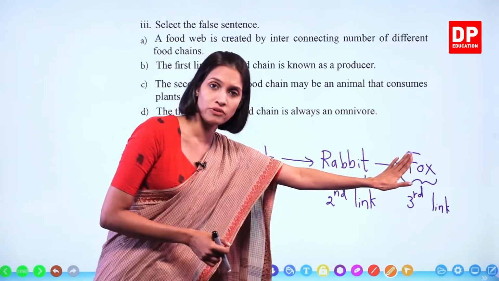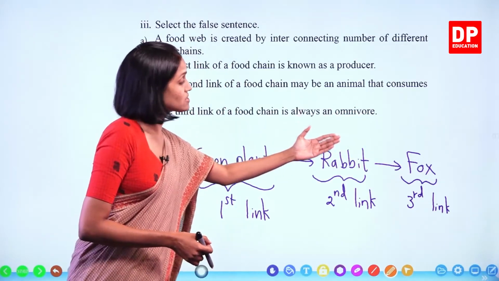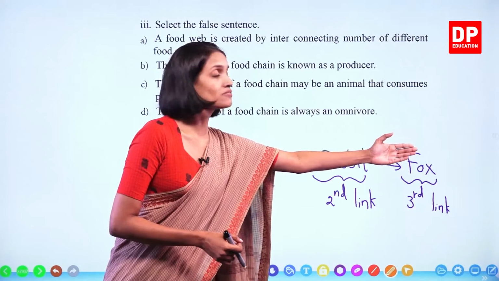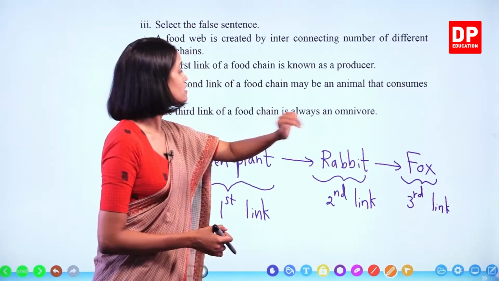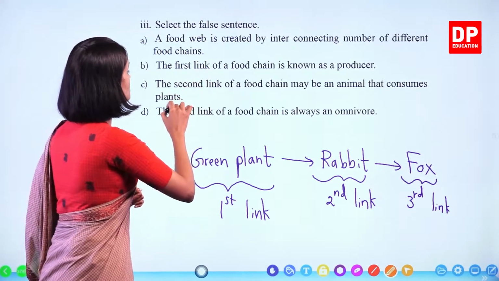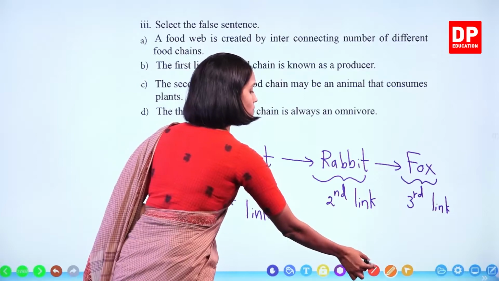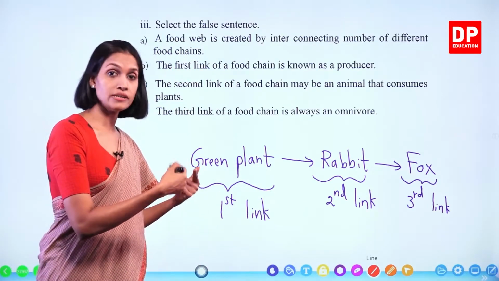That can be an omnivore, but most of the time, most of the examples we discussed about the third link was a carnivore. Right, children? So, this is not true. Select the false sentence. The third link of a food chain is always an omnivore. No, it can be an omnivore or a carnivore.